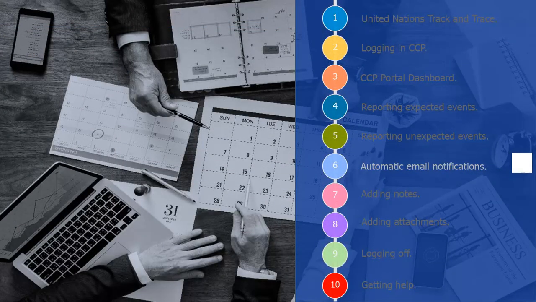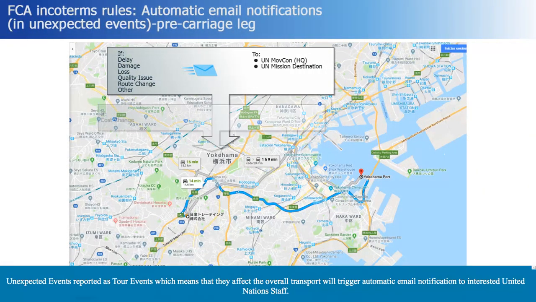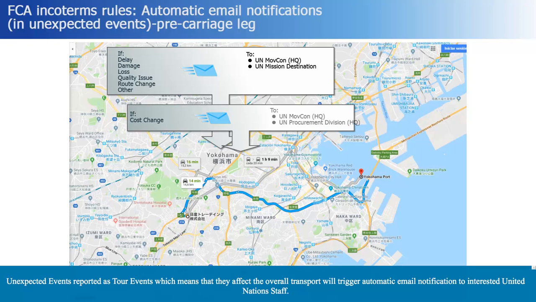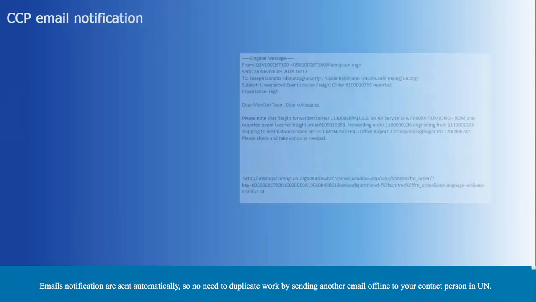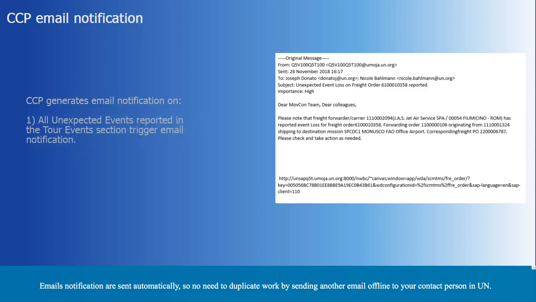Automatic email notifications. Unexpected events reported as tour events, which means that they affect the overall transport, will trigger automatic email notification to interested United Nations staff. Email notifications are sent automatically, so no need to duplicate work by sending another email offline to your contact person in UN. CCP generates email notification on: 1. All unexpected events reported in the Tour Events section trigger email notification. 2. Handover document, expected event.